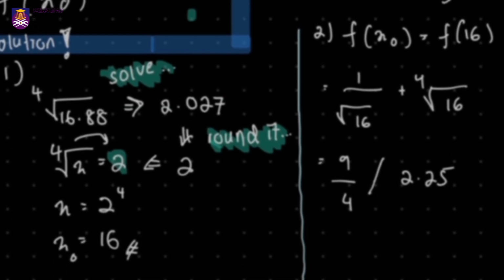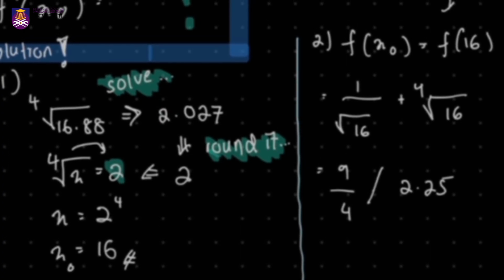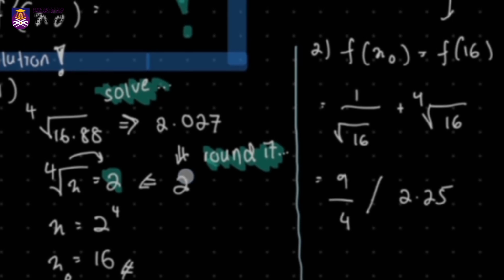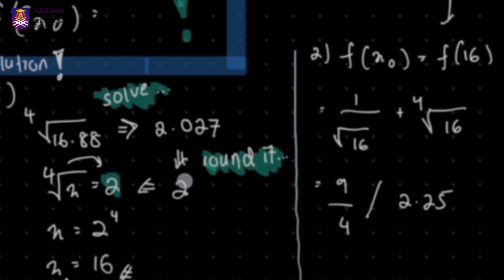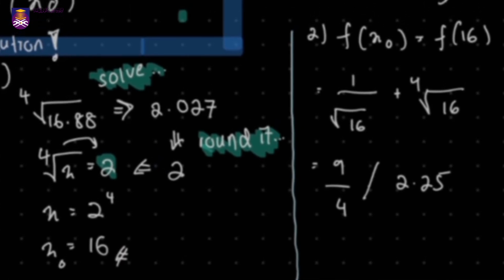Second, we just insert the value of x naught into f(x). We found the x naught from the equation before. So the answer is 2.25.